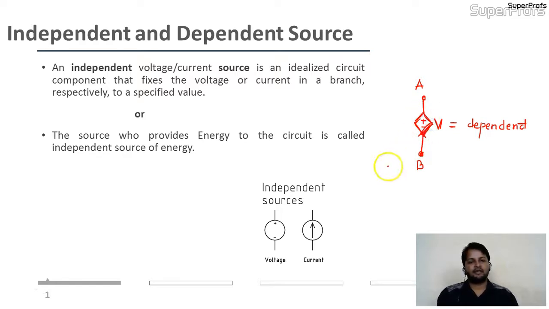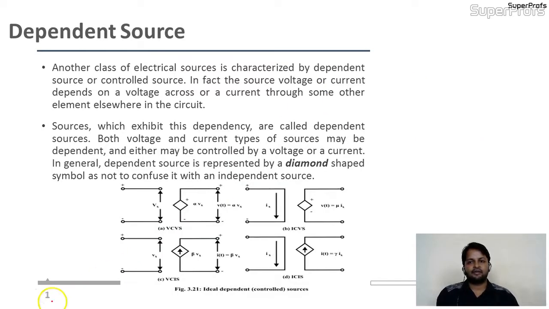Now we will discuss the dependent source in brief. Dependent source is the source whose value depends on the circuit parameters. What am I telling? In the dependent source, the value of the source will depend on the circuit parameters. See, consider a circuit.